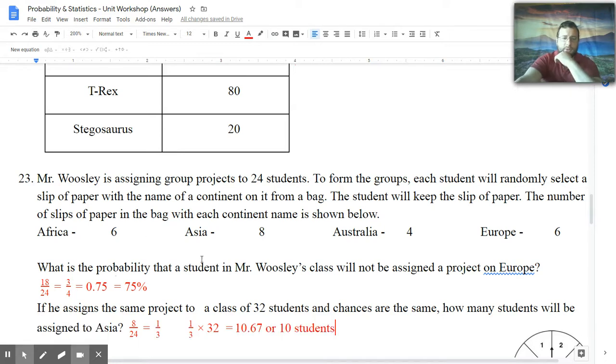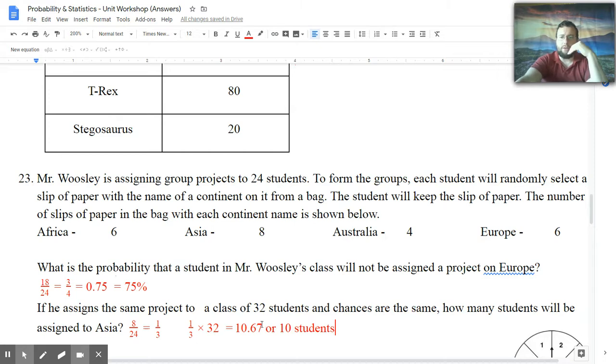Yeah, I had to stop to think about that for a second. It's not 1/4. When you simplify it, it's 1/3. So I fixed it. So then once you have the probability as 1/3, you multiply that times 32, and you get about 10.67 students, or about 10 students.